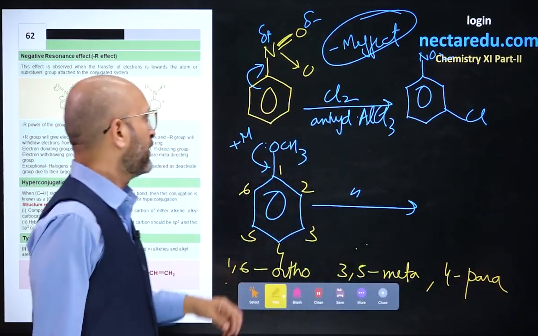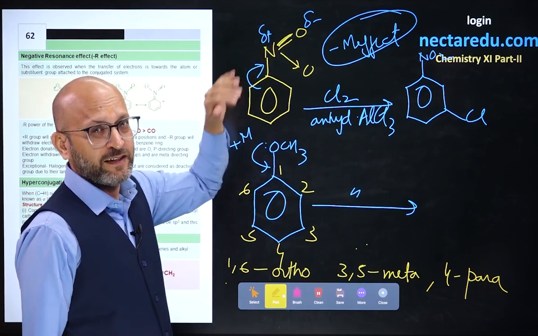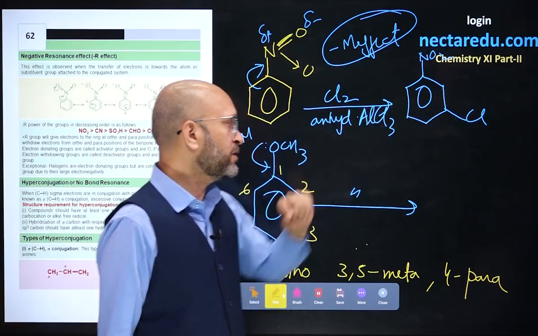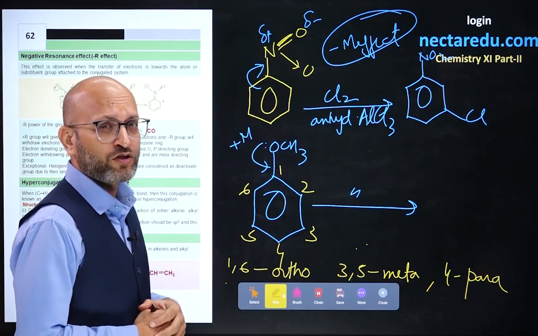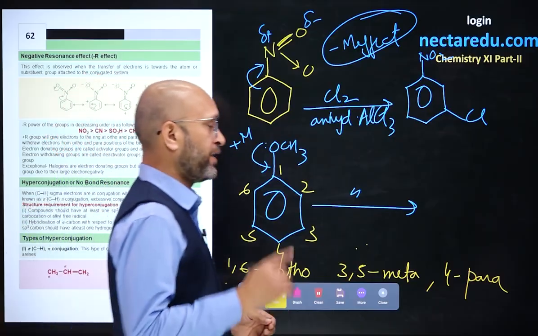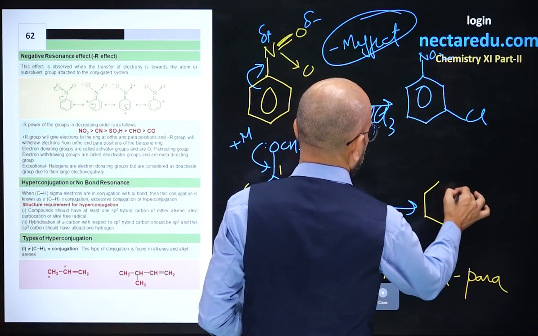So what I told you is that any group that shows negative mesomeric effect is meta directing. So here Cl goes and gets connected to the meta position. Any group that shows plus M effect is ortho para directing. That means Cl will go to the ortho and para positions, where para will be the major product. So the product will be like this.